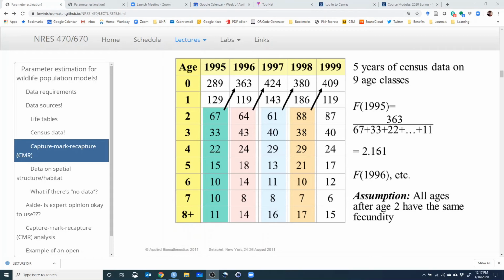So we can get, again, a mean fecundity, and we can get a standard deviation on fecundity from these data. This is relatively straightforward. You take the number of possible reproductive adults, you take the total number of newborns produced by them in the following year, and just get a fecundity. In this case, what we calculate here is a fecundity of 2.161 for 1995. All right, we can do the same for the other years, get a mean and get a standard deviation. And we're really good because we have all the parameters we need in that case.